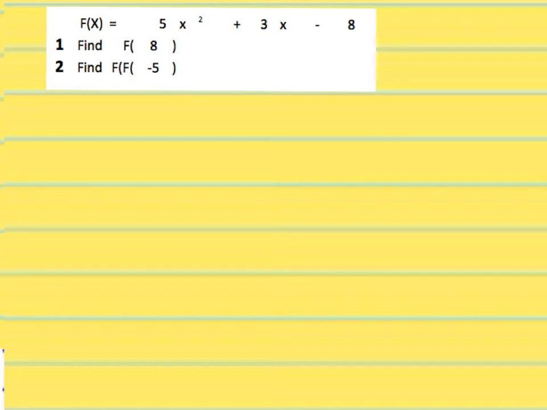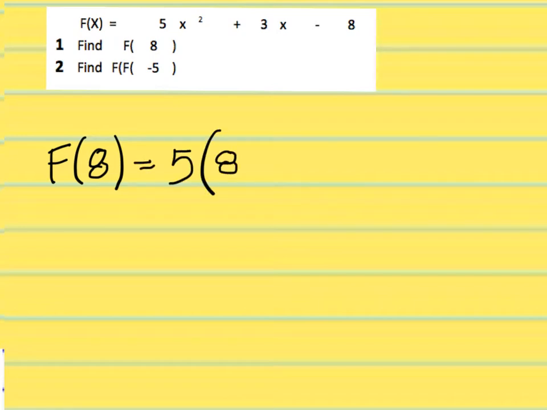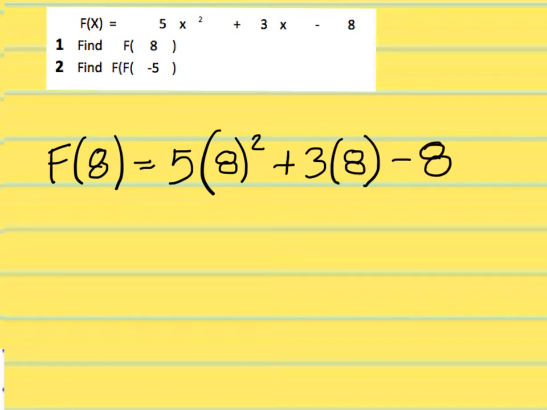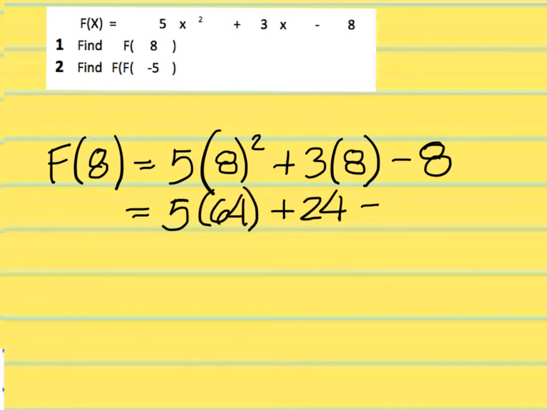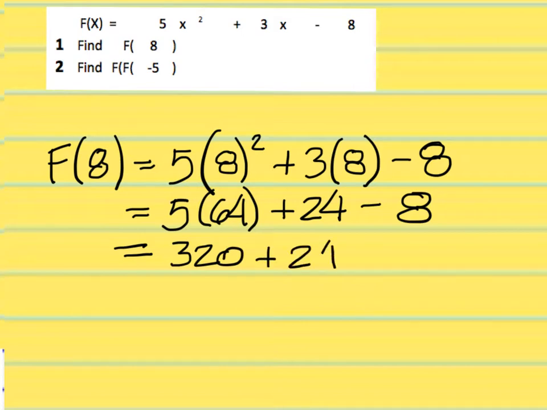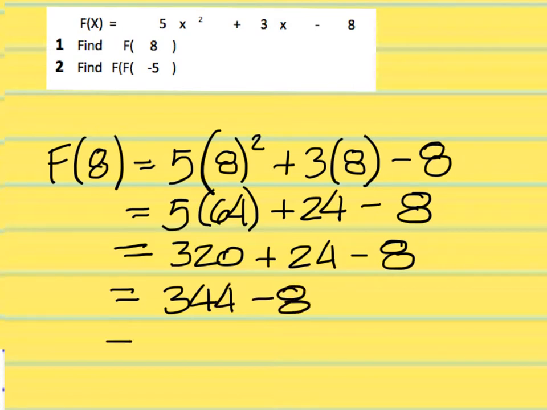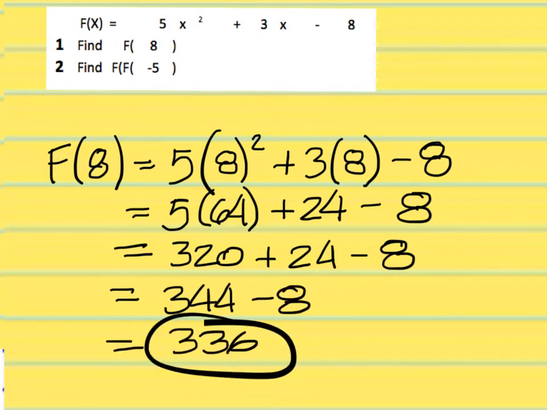On the practice problem, you have to do f of 8 first, and f of 8 is going to be 5 times 8 squared plus 3 times 8, and then minus 8. So that's 5 times 64 plus 24, or minus 8. 5 times 64 is going to be 320, and if we add 24 to that, we get 344, and taking away 8 will give us 336. So you must have that.